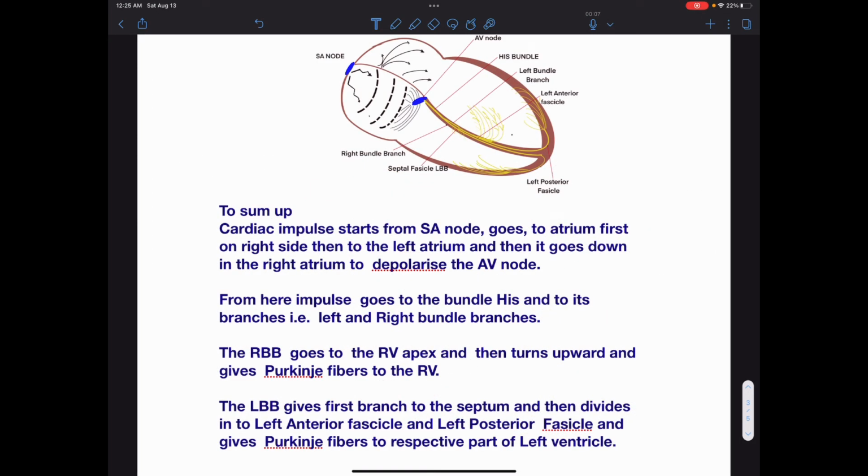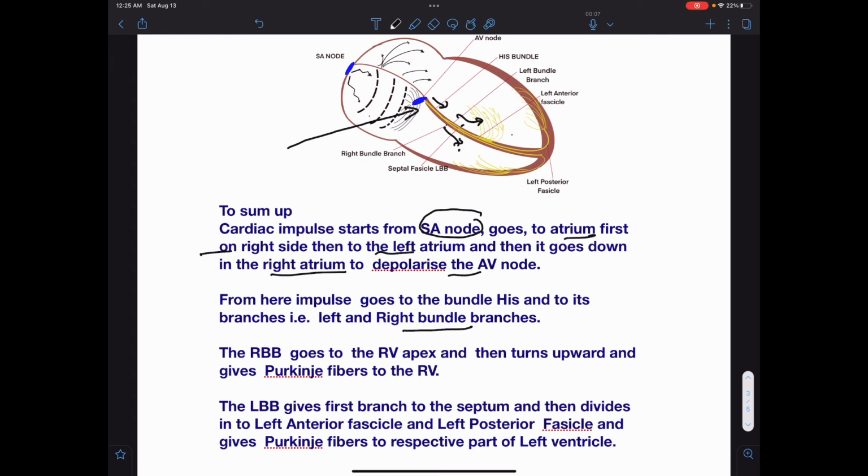Now, to sum up, cardiac impulse starts from the SA node, goes to the atrium, first on the right side and then to the left side. Then it goes down into the right atrium to depolarize the AV node. From here, the impulse goes to the bundle of His, and then its bundle branches, that is the left and the right bundle branch.